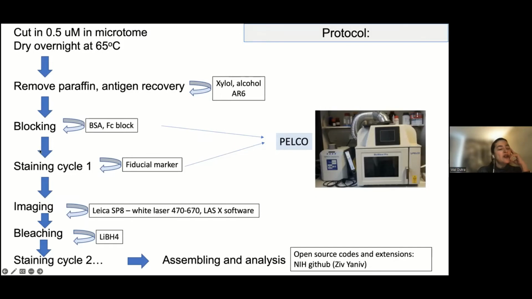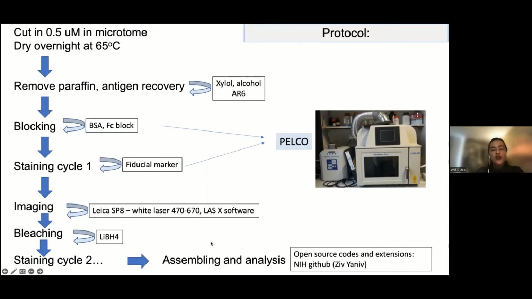Then you start your staining with cycle 1, with the markers that you chose, always remembering to have one fiducial marker. In other words, one molecule that will remain through all your different cycles. After that, you do the imaging. Like I mentioned, we use the Leica SP8, which has a white light laser that spans from 470 to 670, and the software was LAS X.